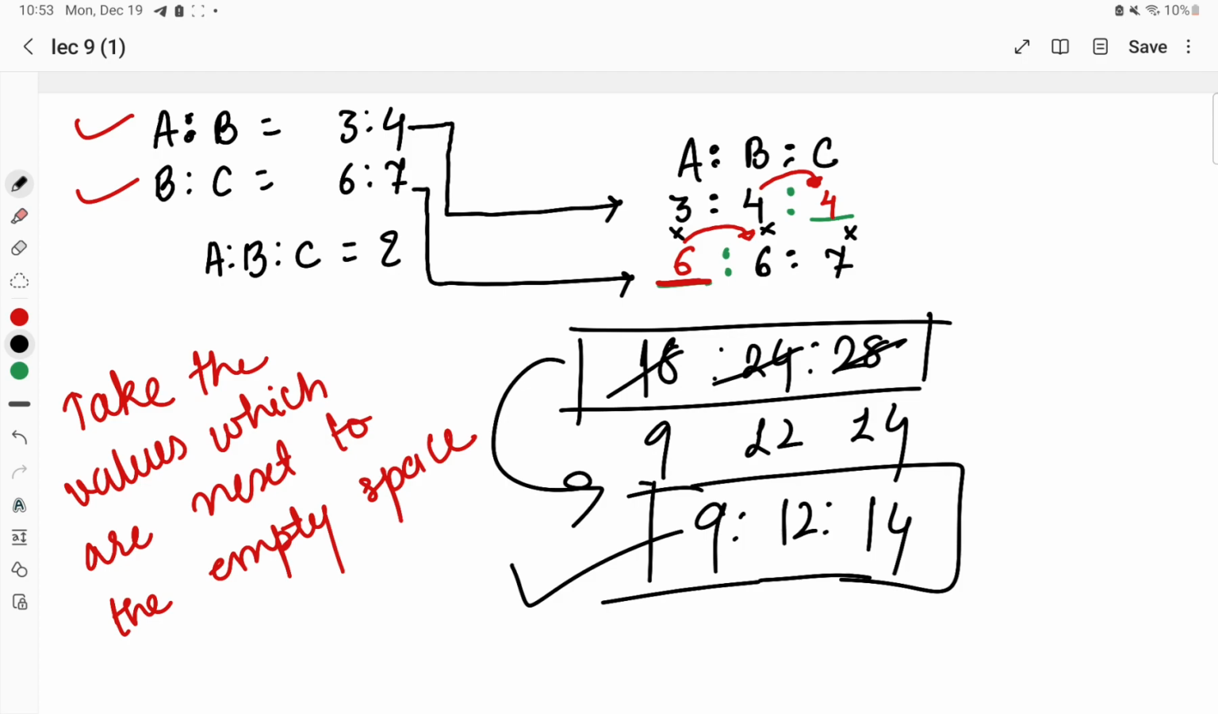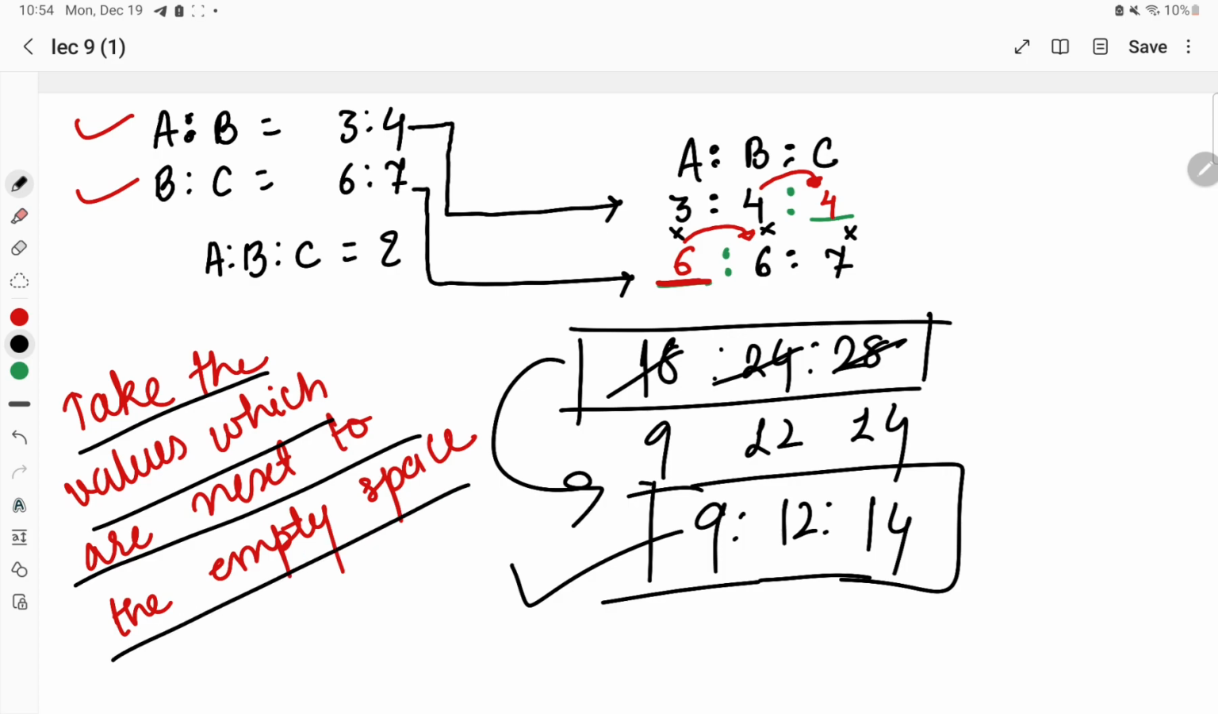What we had done: they had given us the two ratios. We have to calculate A is to B is to C. Take the values of the ratio exactly downwards, of the A is to B is to C. Then what we can find over there were the empty spaces. As I have told you, take the values which are next to the empty spaces. I have taken the 4 for C, and for A I have taken 6 which was next to it. Next, I have carried out the multiplication of the above value with the below value. 7 4s are 28, 4 6s are 24, 3 6s are 18.